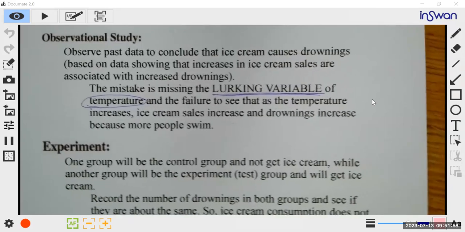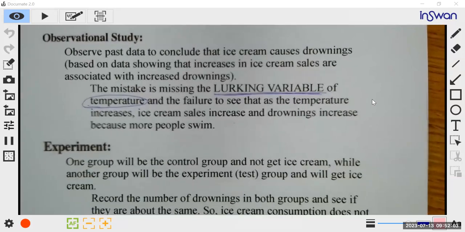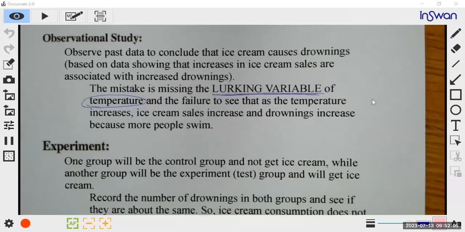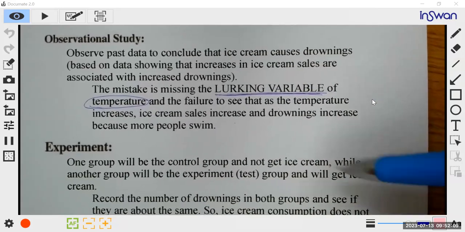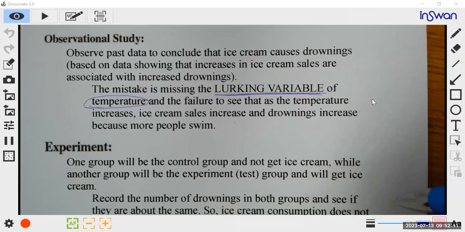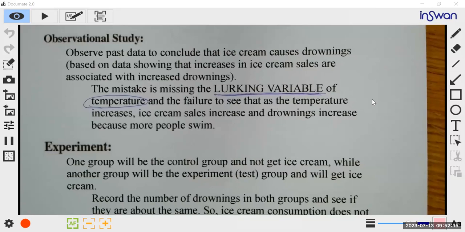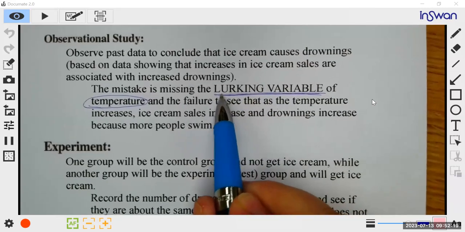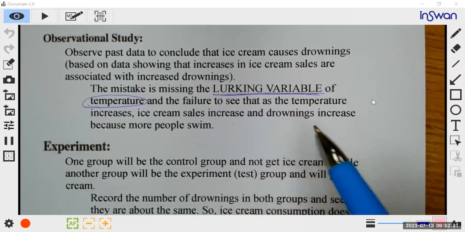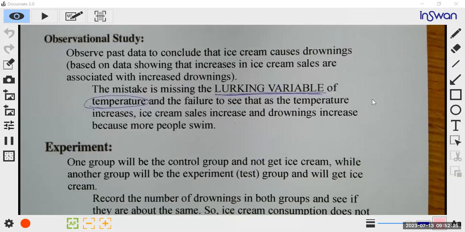Yeah. It's the same as the manatee. Remember? The more boats means more deaths of manatees. This is people now instead. So more boats kill manatees. It takes ice cream to kill humans. So that's an observational study. But you always have to look at, are there any other extenuating variables in your study that is making these things occur?